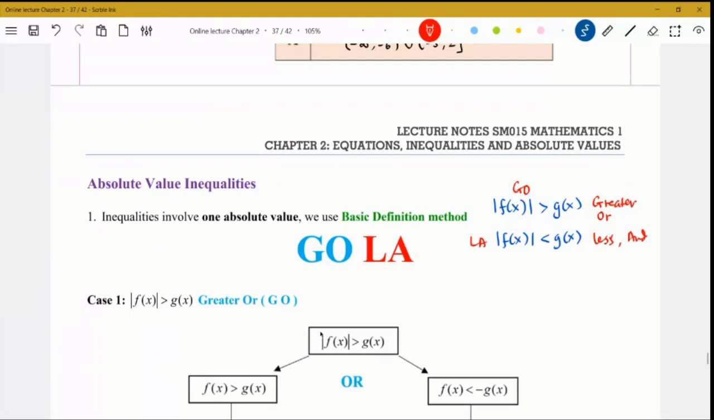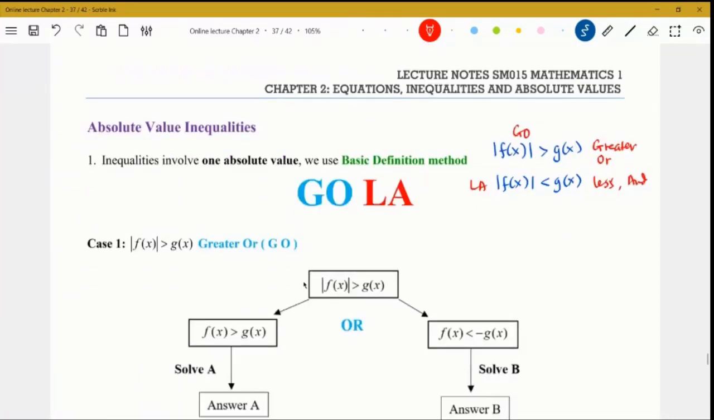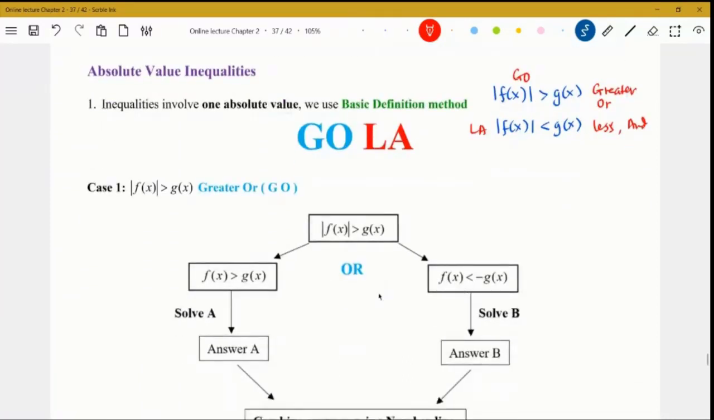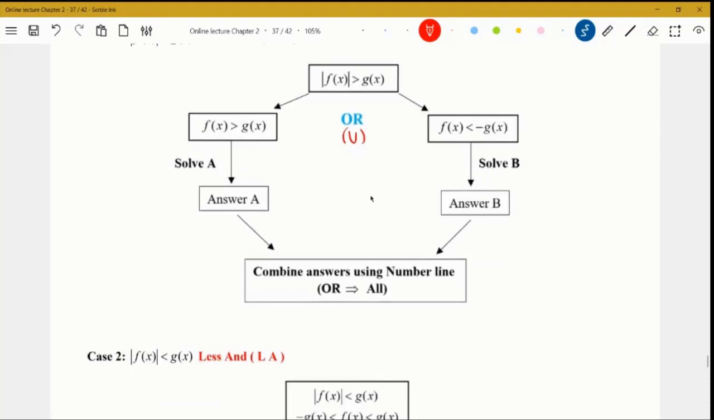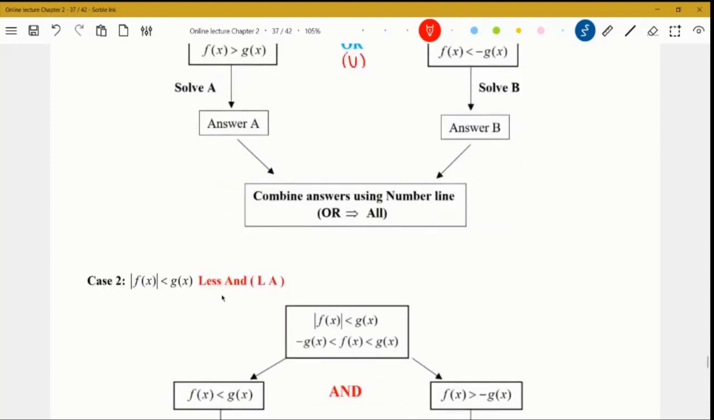Okay, so we focus for the first case adalah go. So kita akan split, and then once we split, we have two cases. So you have to solve first case, second case. So we get two answers. So two answers we combine using number line by using or adalah union. Kita ambil semua sekali, and then baru kita akan dapat jawapan akhir.